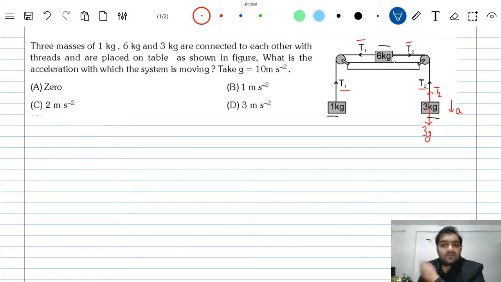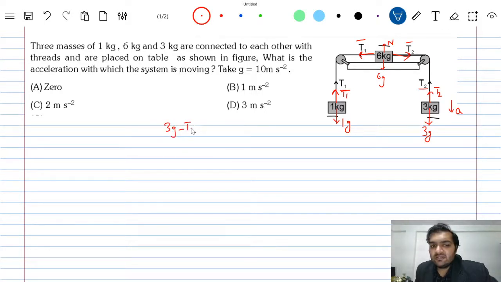The force on this block will be T2 in this direction and T1 in this direction, and 6g and the normal force, which are balancing each other. On this block will be 1g downwards and T1 upwards. Now what we can do is write net force equals mass into acceleration for these three blocks. So we will have 3g minus T2 is equal to 3a.